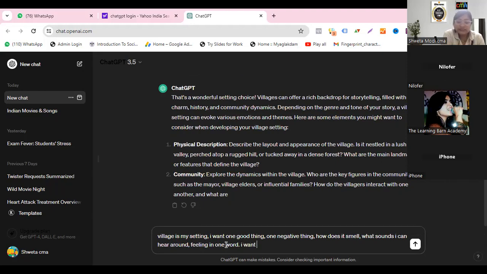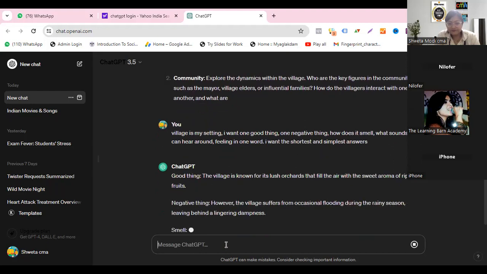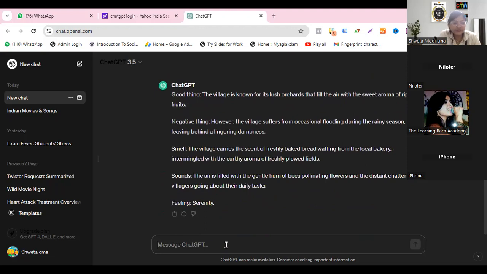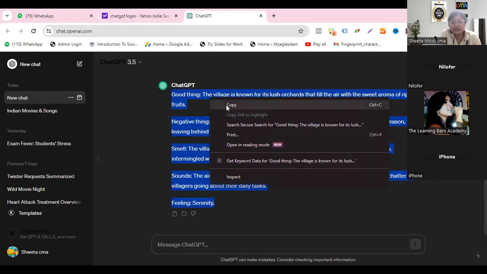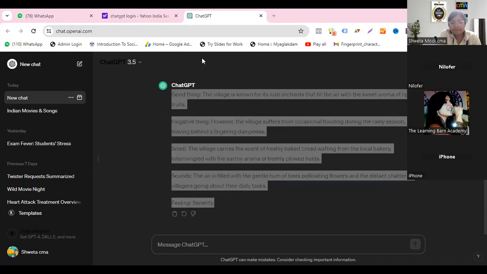Now I will have to give very precise commands to my ChatGPT. I want the shortest and simplest answers. Because otherwise, like you have seen here, ChatGPT keeps writing. We don't want full paragraphs. See, the work is done. Right? So what I asked you all to give, now all of you start your ChatGPT and share your answers from your ChatGPT. I'm sharing the answers which I got.